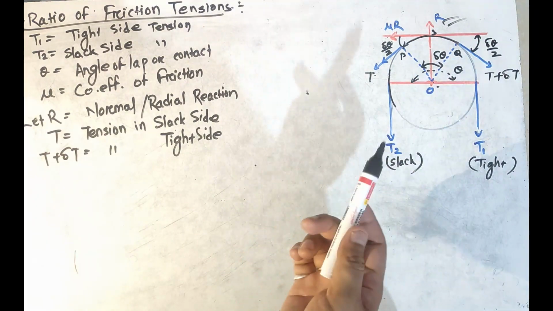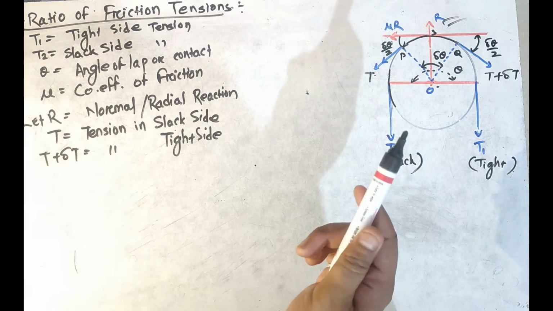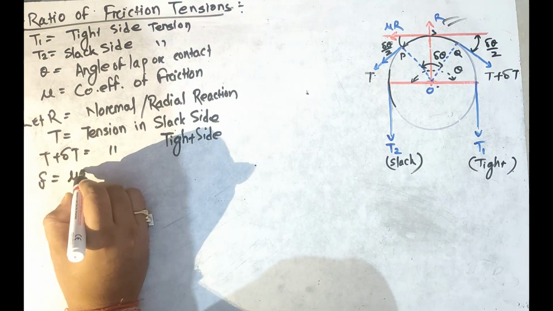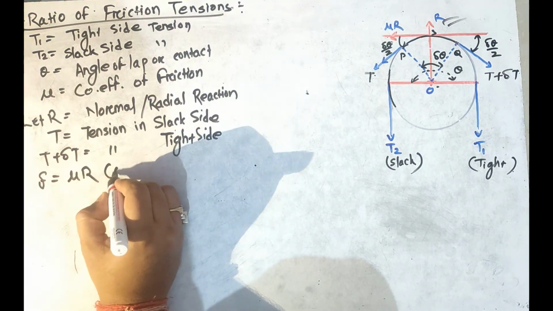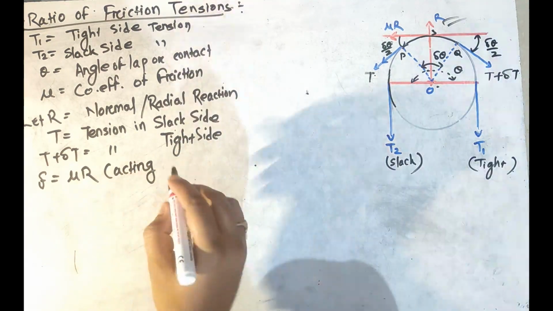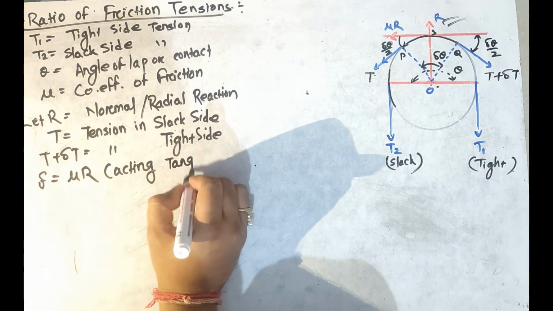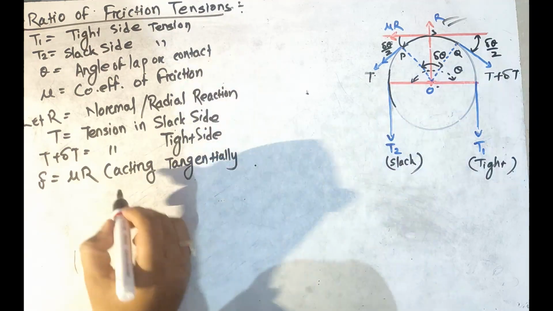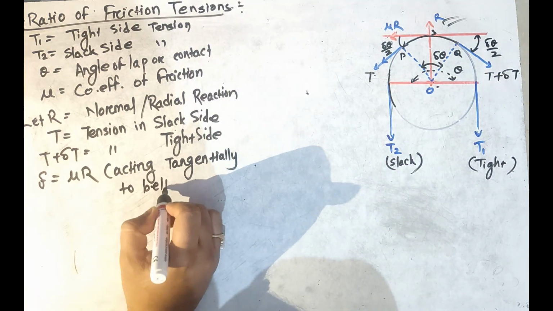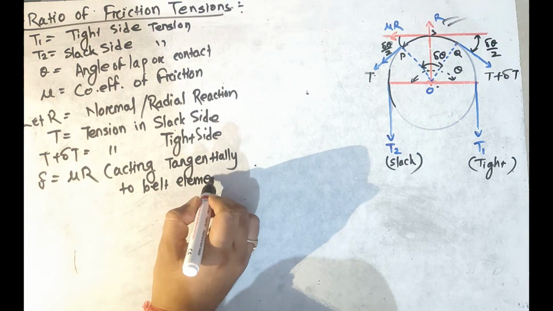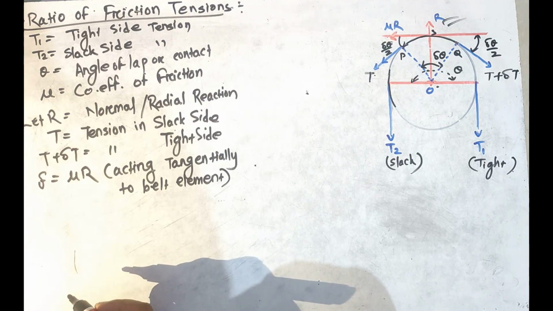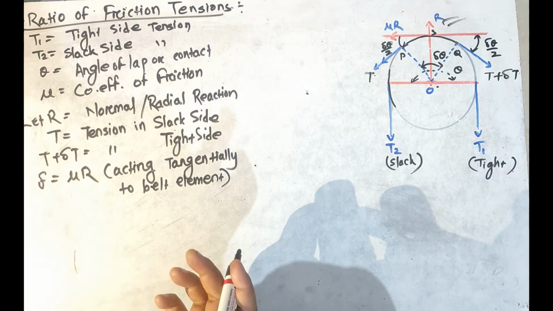So the mu R is the frictional force, acting tangentially to the belt element. Every notation has been written. Now we just have to resolve the forces, nothing much more to do.